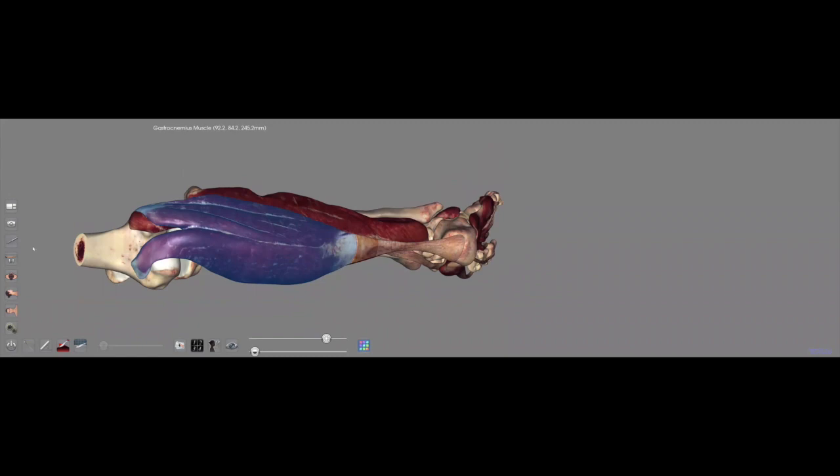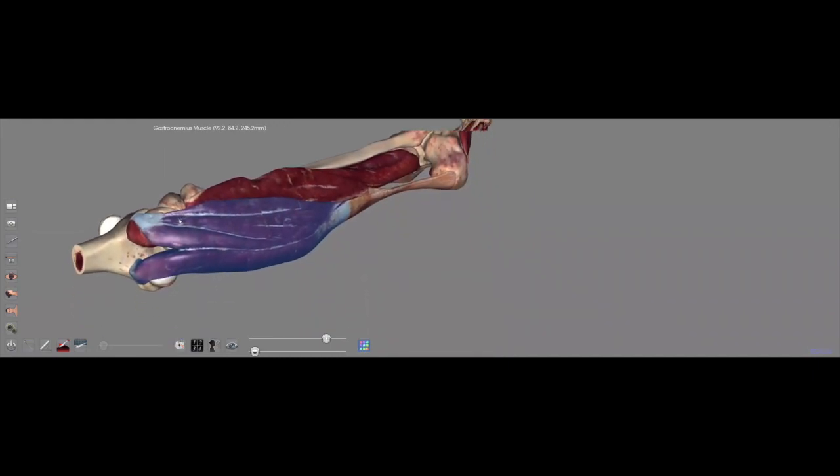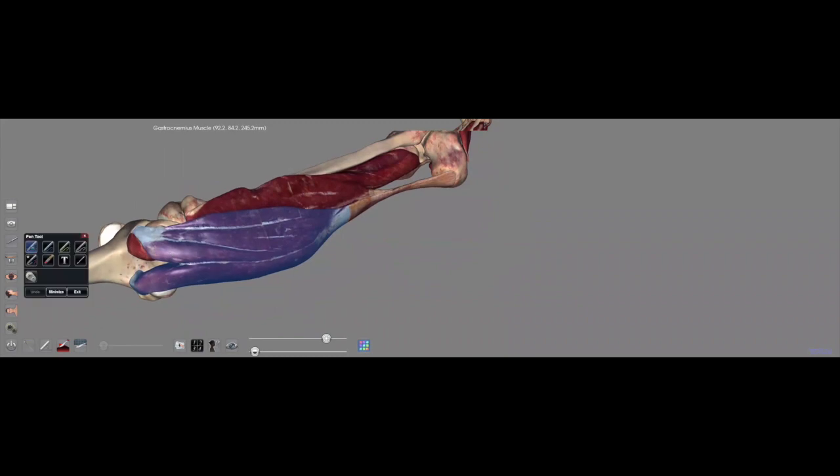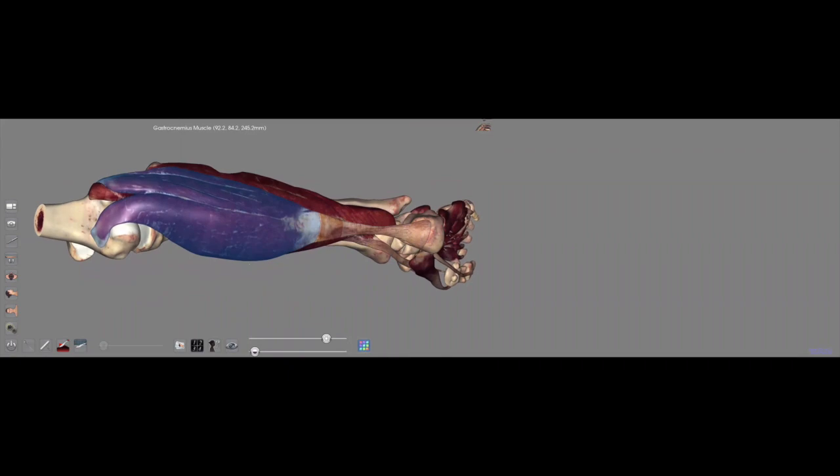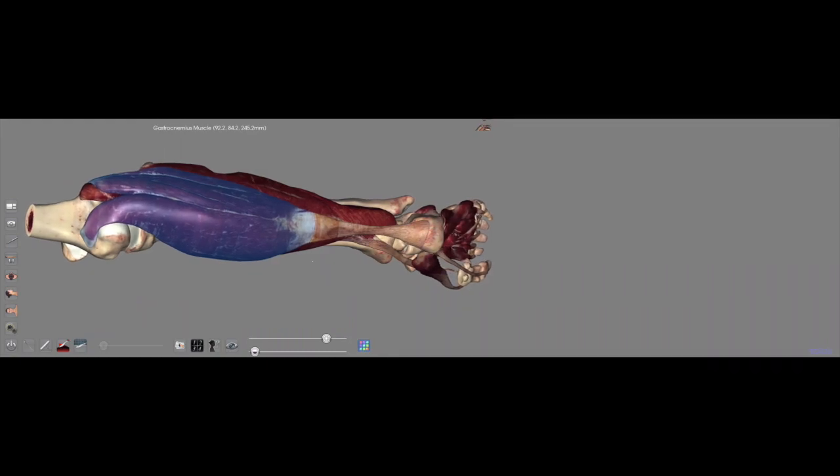The lateral head of the gastrocnemius attaches onto the lateral aspect of the lateral condyle of the femur. And the medial head of the gastrocnemius attaches onto the medial condyle and the popliteal surface of the femur. Distally, the gastrocnemius inserts or attaches onto the posterior calcaneal tubercle via the Achilles tendon.